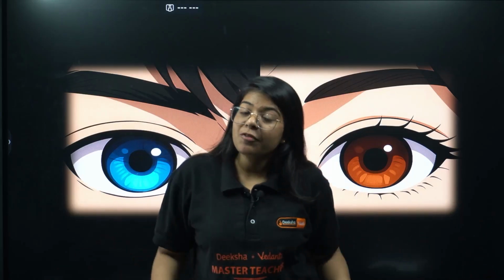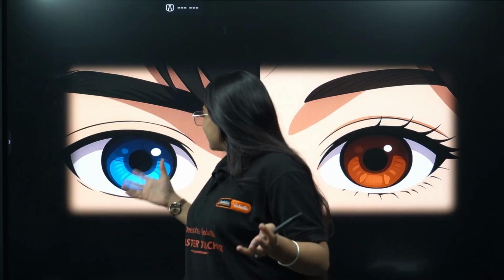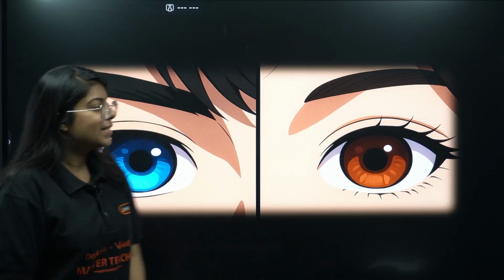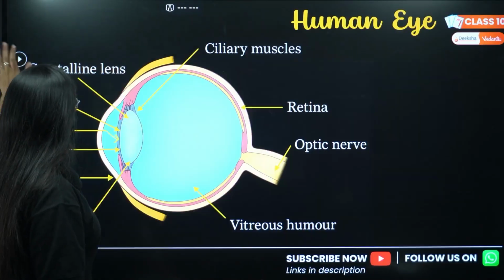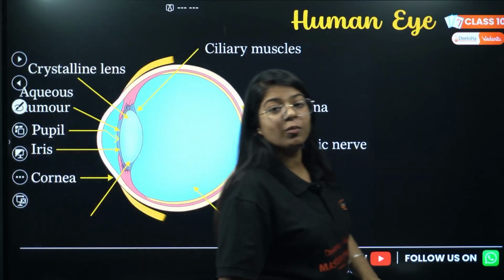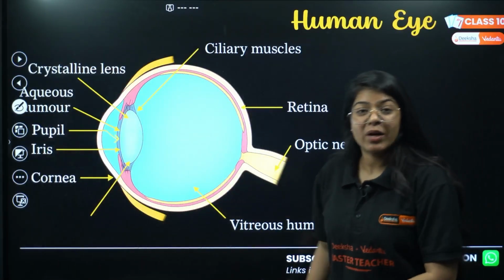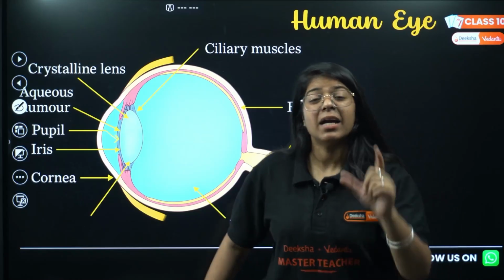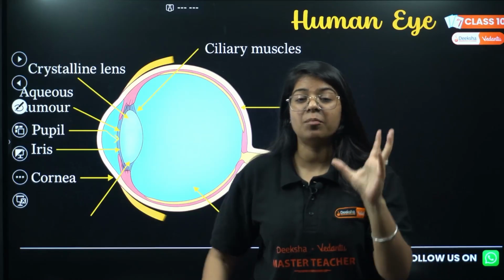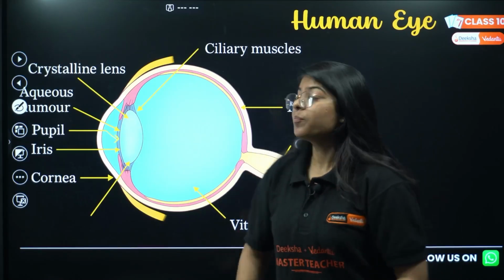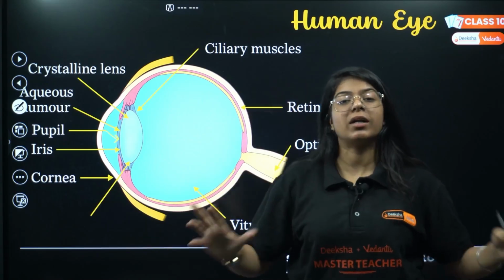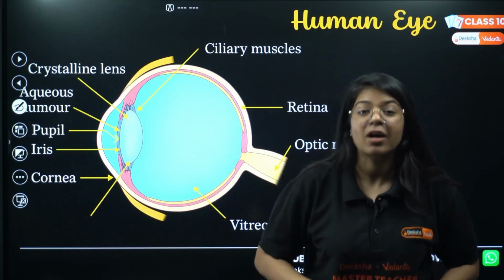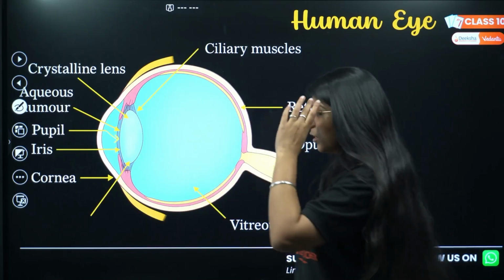Now, there is a part of the human eye which gives our eyes these amazing blue, brown, blackish colors, right? Let me know in the comment section what that part is. Okay, let's start with our first topic, the human eye. The diagram is very important, and you need to practice it very carefully and label it. So let's see what all the parts are in our eye, and what their functions are.